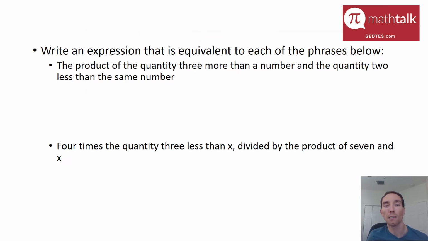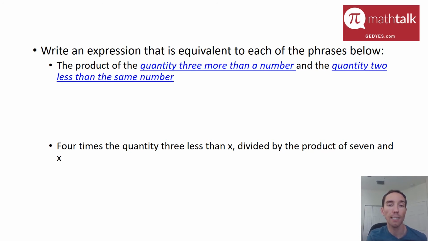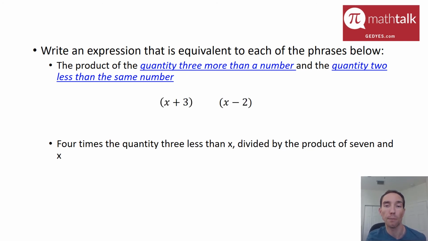Write an expression that is equivalent to each of the phrases below. So we have 2 different examples. One of them says the product of the quantity 3 more than a number and the quantity 2 less than the same number. So in any kind of word problem or written phrase, you want to break apart your pieces of it. And so this has a couple of different main pieces. One of them says we have a quantity of 3 more than a number and a quantity 2 less than the same number. So to represent that, the quantity is usually represented by parentheses.